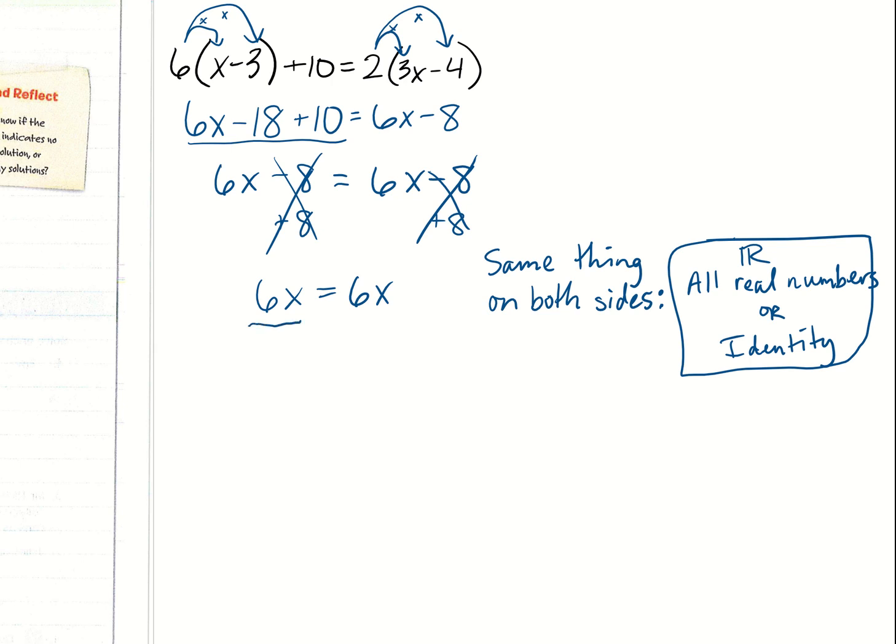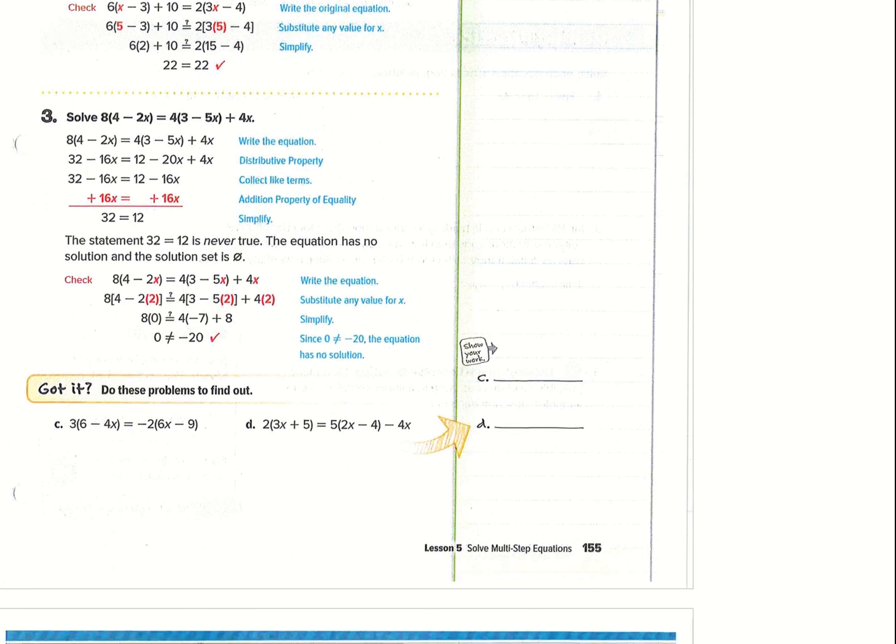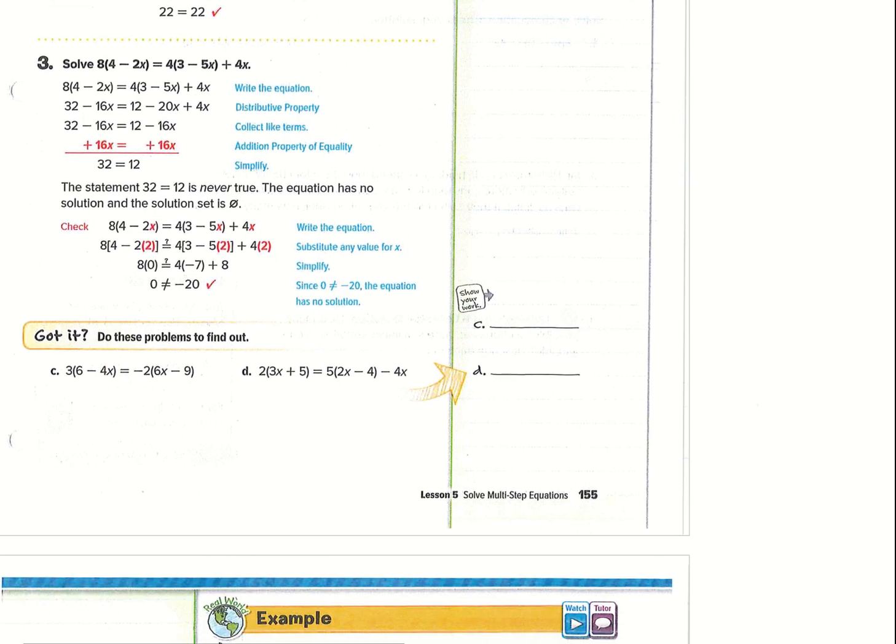And right here, we see we have 6x equals 6x. So this is an identity. The answer is going to be all real numbers. Okay, all right, so now we're going to move on to example 3.